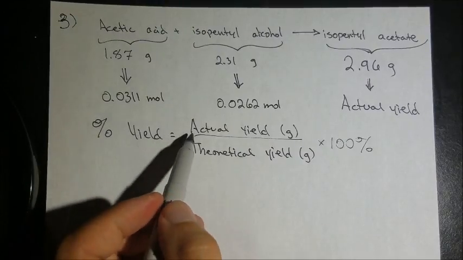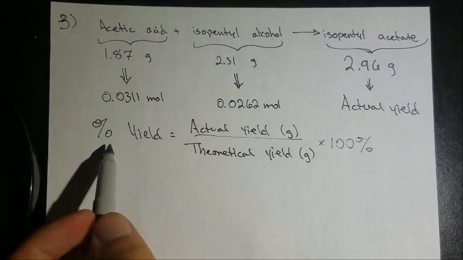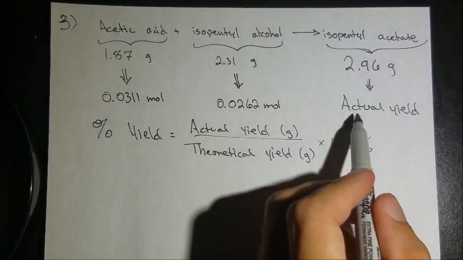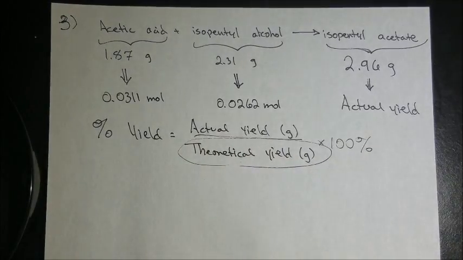Anyway, the important thing is that we've got an actual yield and a theoretical yield that we need in order to calculate percent yield. So we have our actual yield that's given to us in the problem. What we have to figure out is this: what is our theoretical yield? So let's go ahead and start out by figuring out which of the reactants is our limiting reactant.